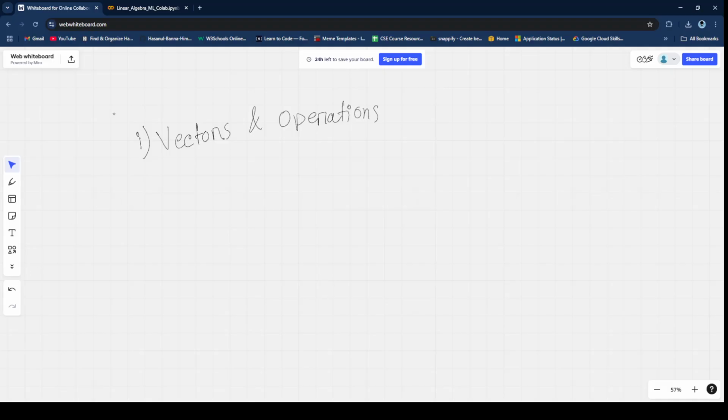scalar multiplication. So in scalar multiplication, a number, or scalar value, stretches or shrinks the vector. Let's say we all know what a scalar value is, right? A scalar value is a value that doesn't have any direction.